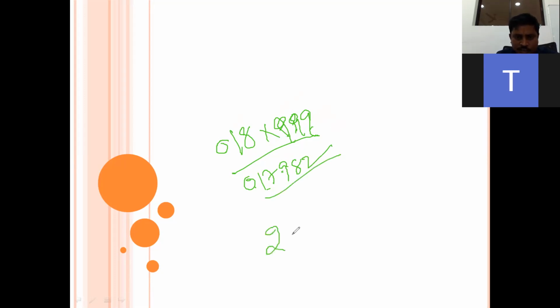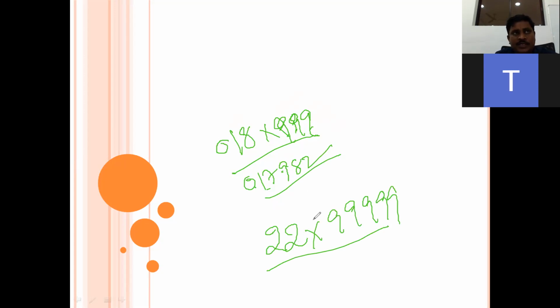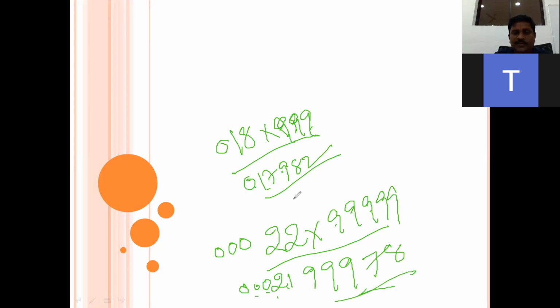Now, for example, the number is 22 into 99999. Here on the left side we have only 2 digits, on the right side we have 5 digits. How many digits less? 3 digits. So place 3 zeros. Now this value minus 1: 22 minus 1 is 21. Then 9 minus 0 is 9, 9 minus 0 is 9, 9 minus 0 is 9, 9 minus 2 is 7, 9 minus 1 is 8. So this is the multiplication value of this one.